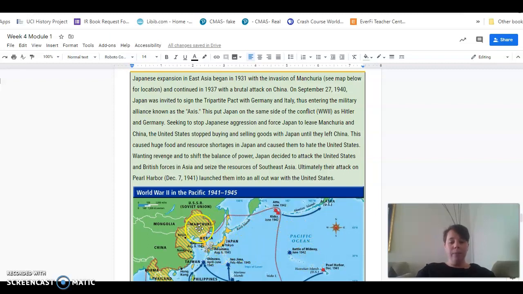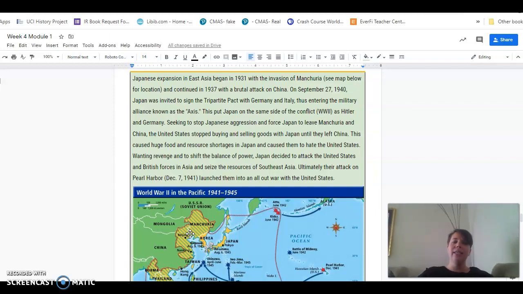Here is Manchuria. So when the article talks about Manchuria, it's the territory north of Korea. It's kind of like north of Korea and China, just over the border during this time of Beijing.